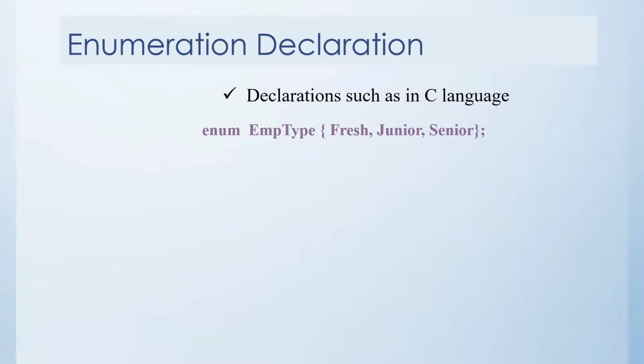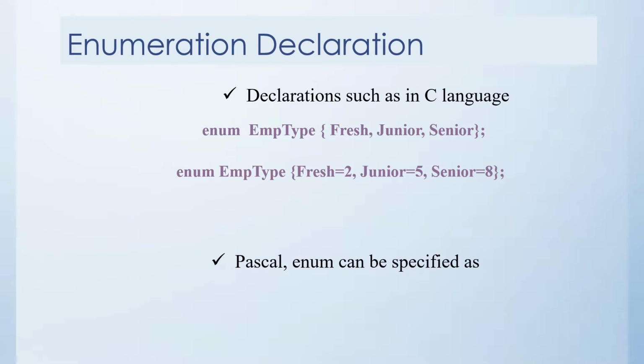Each value in enumeration sequence is represented at runtime by integer values as 0, 1, 2. In C, the default values for enumeration can be overridden as enum emp type, fresh is equal to 2, junior is equal to 5, senior is equal to 8. However, in Pascal, enum can be specified as type class is equal to fresh, junior, senior.